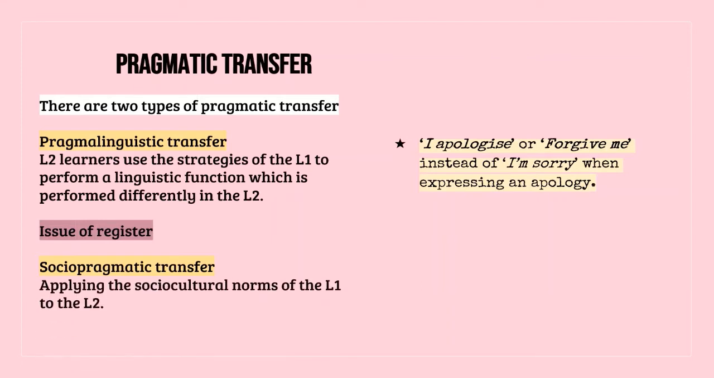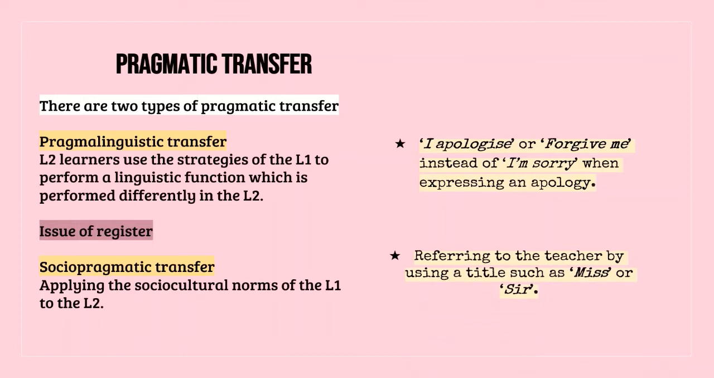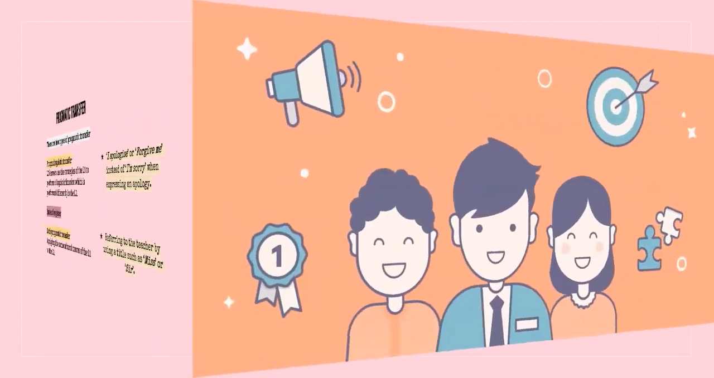Next, we have the social pragmatic transfer, which occurs from applying the social-cultural norms from the first language to the target language. For example, when referring to the teacher by using a title such as Miss or Sir.